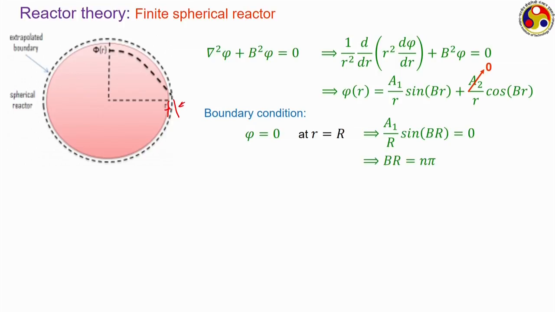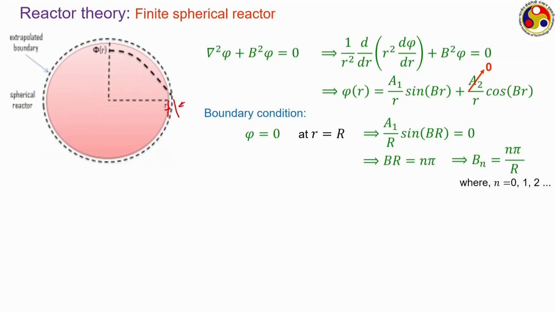Sin(B R) is equal to zero only when B R is equal to n pi, so accordingly B R becomes n pi, where n is any integer, and hence B_n is equal to n pi upon R. n can be any integer from 0, 1, 2, etcetera.